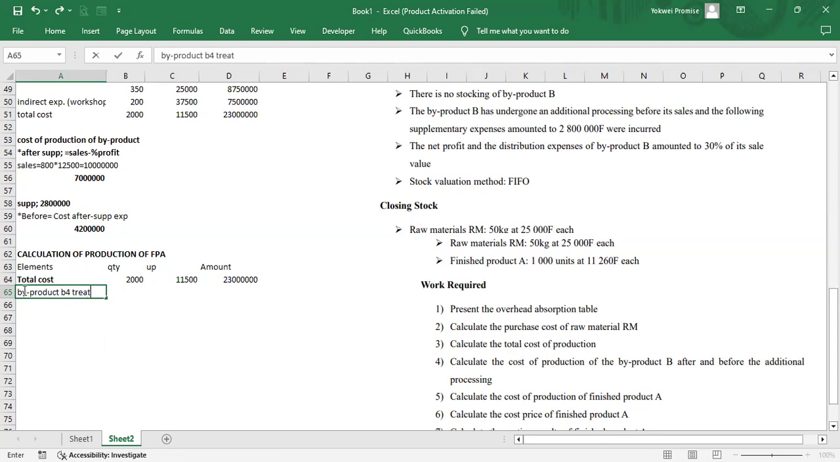Before treatment. So we are using this one before treatment because we cannot use the one after treatment. Why? Because we are determining the cost here, not the result. That's why here we have to use the one before.